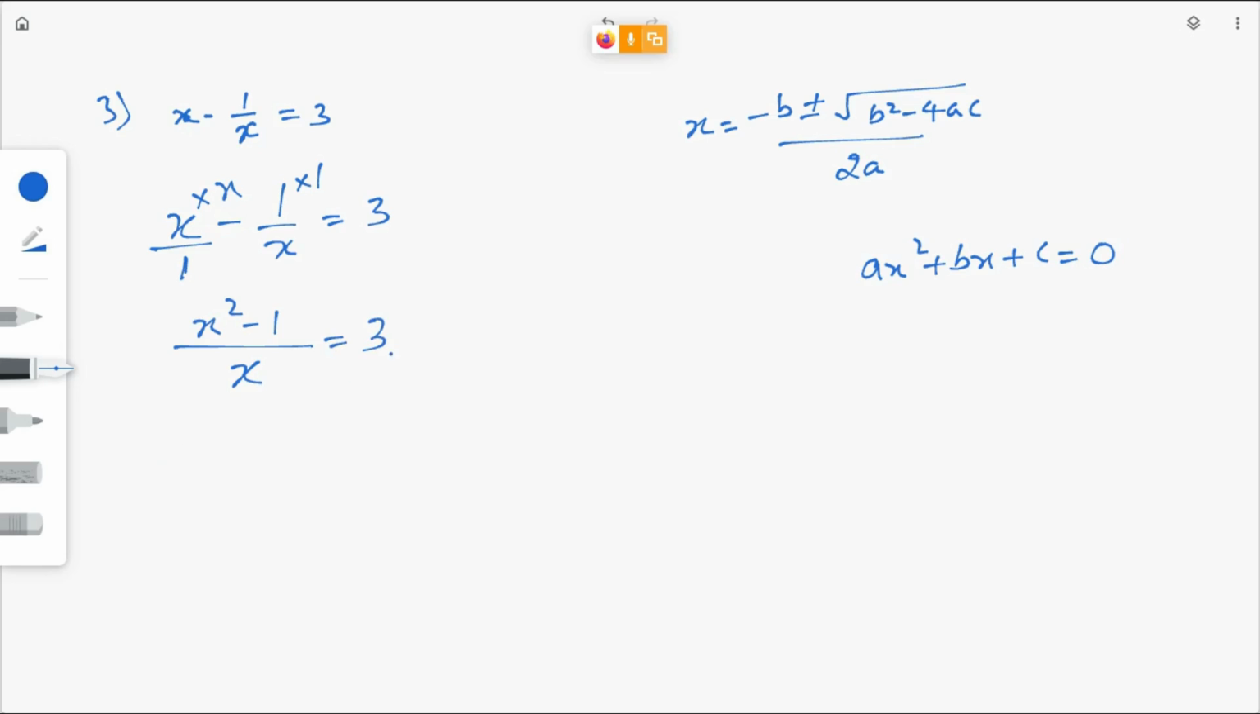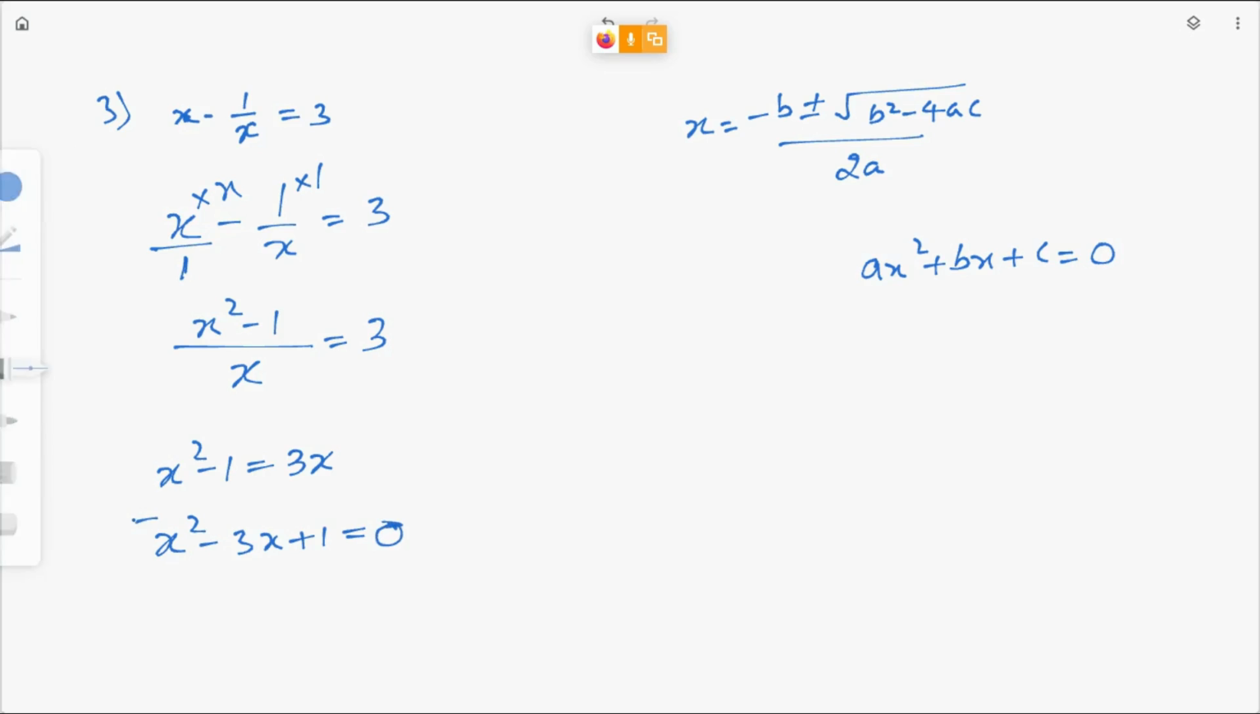Right, now take this x here. You will get x square minus 1 is equal to 3x. Now take this 3x to the LHS. You will get x square minus 3x plus 1 is equal to 0. So now we got the equation in standard form.